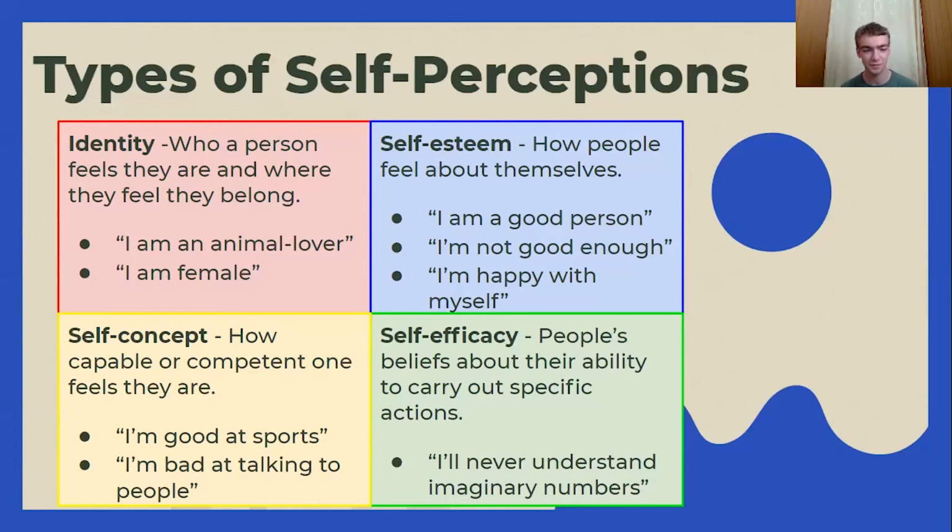Self-concept is the next one, which is how capable or competent a person feels they are. So for example, someone saying, I'm good at sports, or I'm bad at talking to people. The last one is self-efficacy, which we've talked about already. It's like people's beliefs about their ability to carry out specific actions, such as I'll never understand imaginary numbers, or I can get a B in this class.